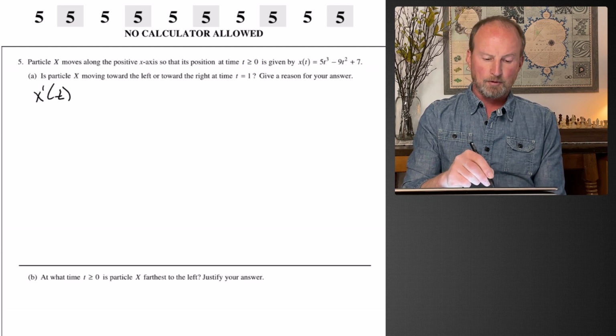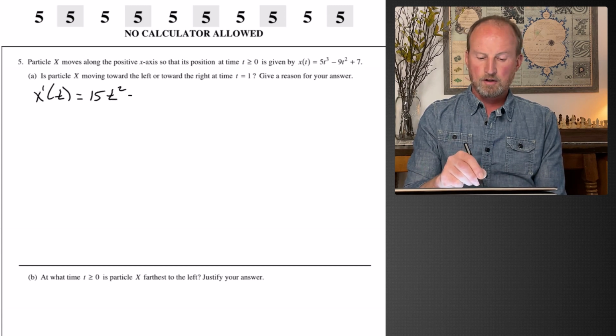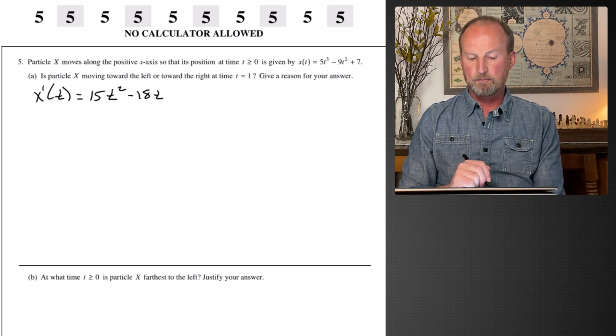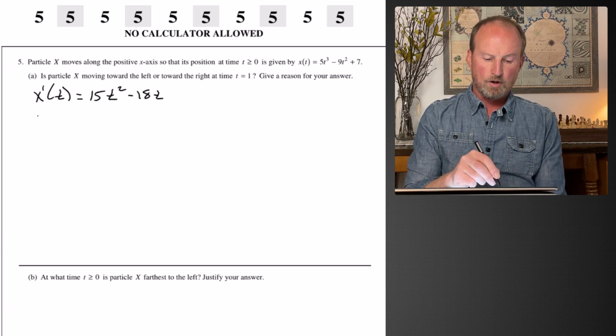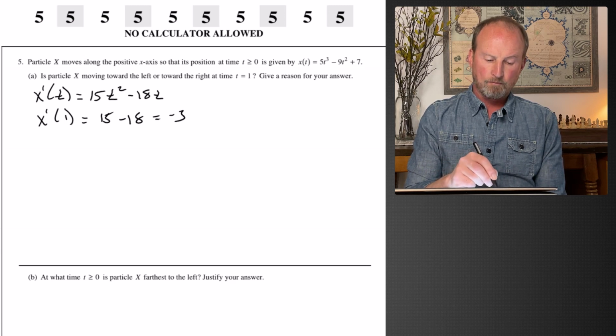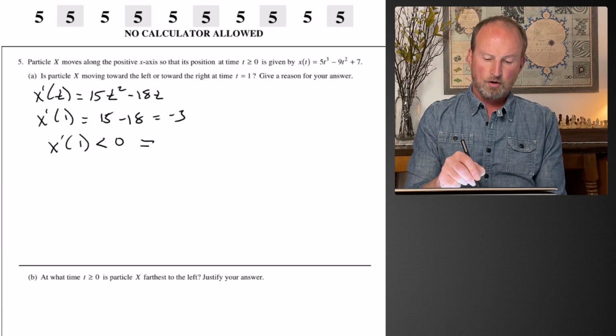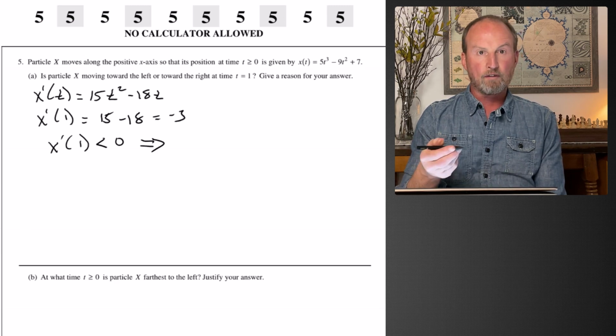So my first step would be to take the derivative. I get 3 times 5, decrease the exponent by 1, 9 times 2, and the derivative of a constant is 0. Plug in 1: x prime of 1 equals 15 minus 18, which is negative 3. x prime of 1 is less than 0, which implies, therefore, hence, because.